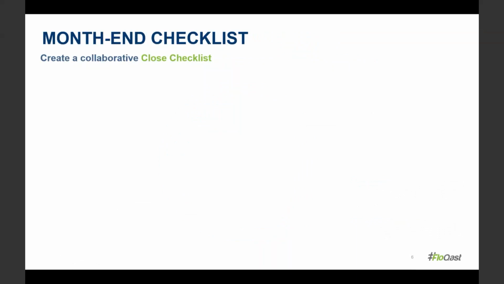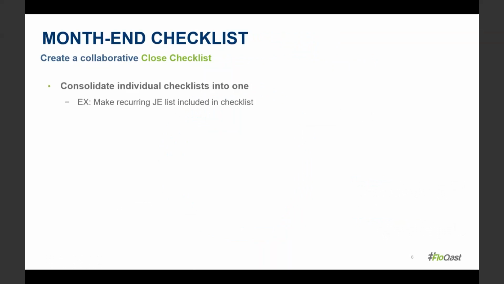So our first best practice tip here is to create a collaborative month-end close checklist. Now, if you have multiple checklists floating around your department, your first step here is to consolidate all of those individual checklists into one. If you don't have a close checklist in place, your first step is just getting all of that information onto paper or into Excel, into a document where you can track your checklist month over month. When you're doing this, you really want to be as prescriptive as possible and include each step, each task that's included in your close process.